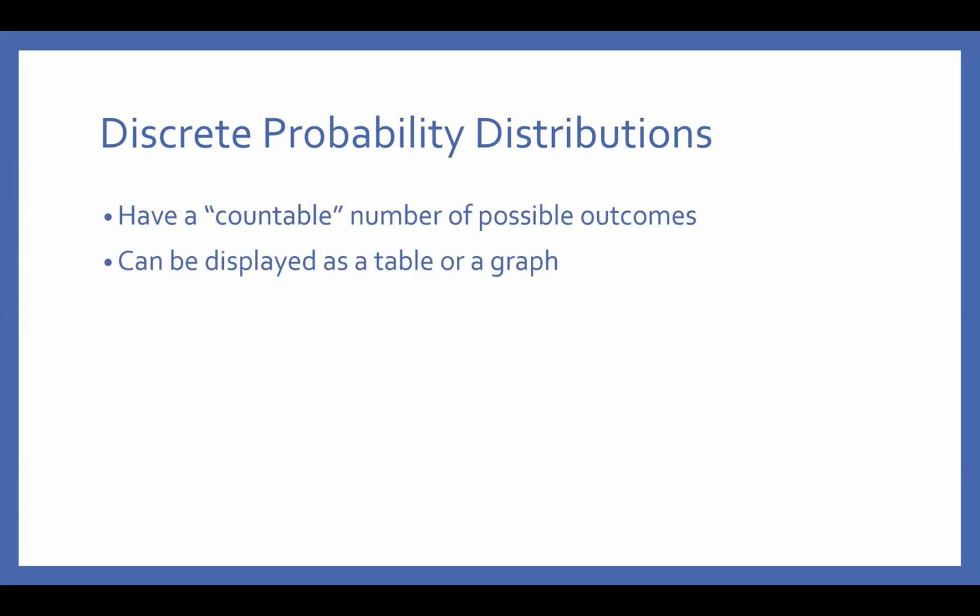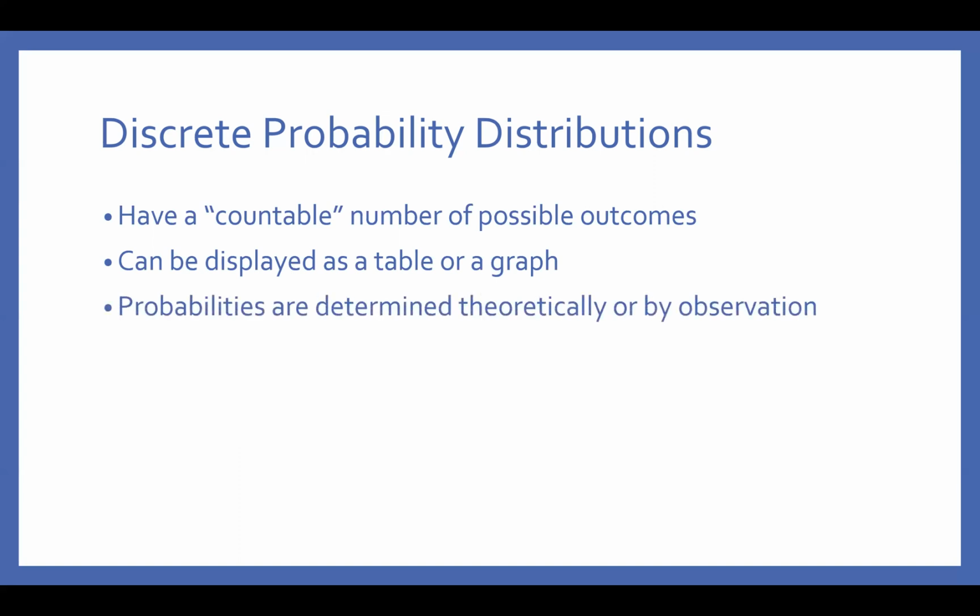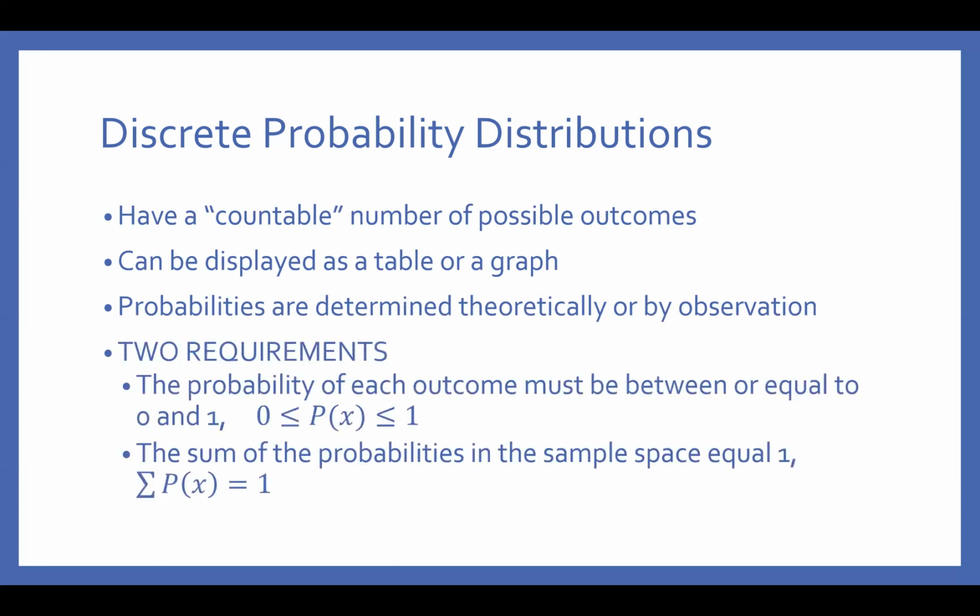So again, we're going to focus initially on discrete probability distributions, and specifically just the broad category of a general type discrete probability distribution. Again, just to reiterate, a discrete probability distribution has a countable number of possible outcomes. We can display it as a table or a graph. The probabilities are determined theoretically or by observation.